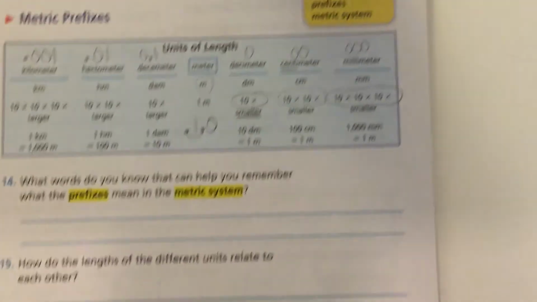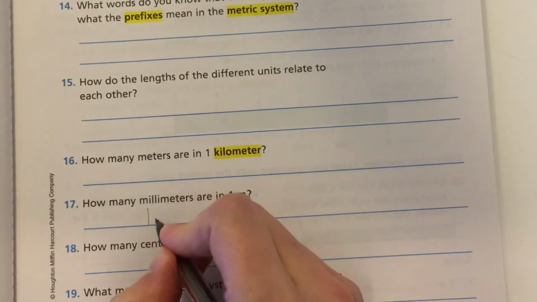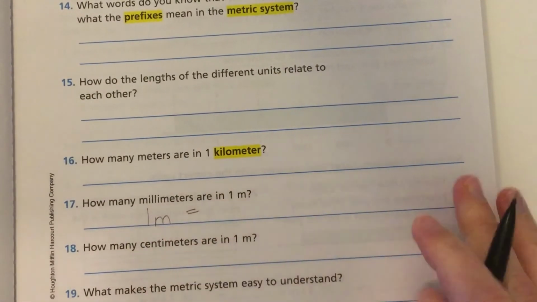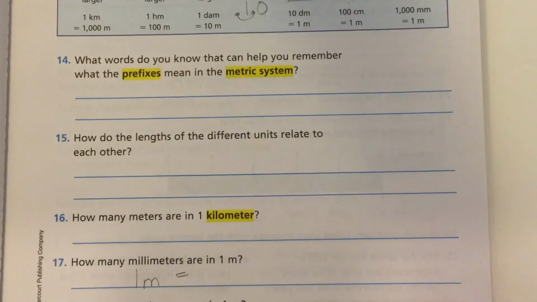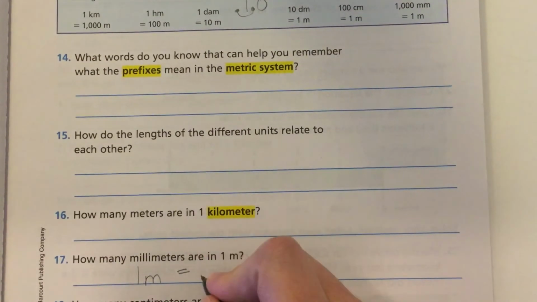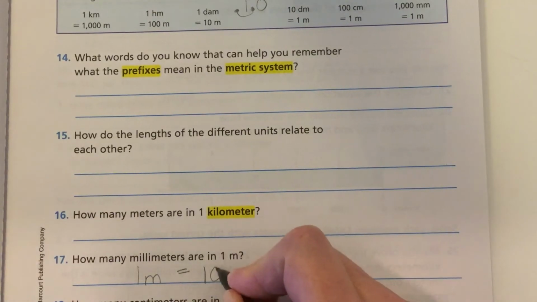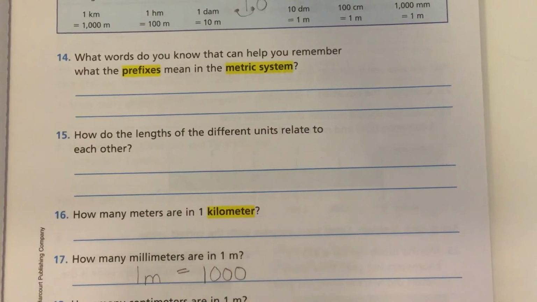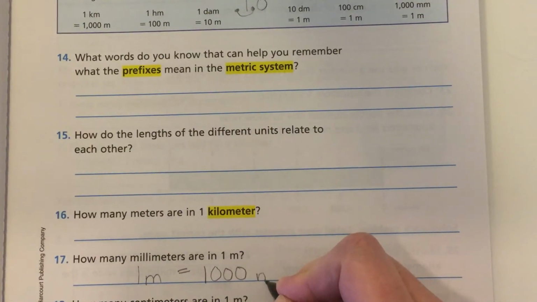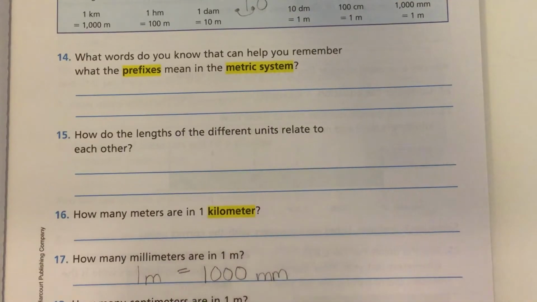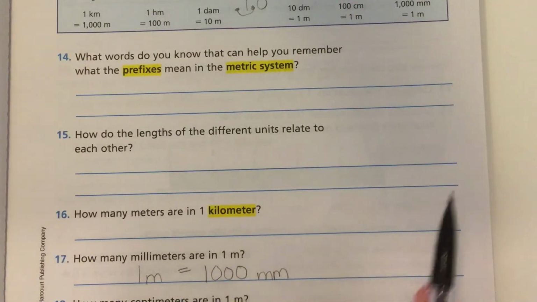So if I'm looking at that 1 meter, when I'm moving to the right, all I'm doing is adding zeros for every hop. So I'll put my 1 in there. And then how many hops did we say it was? We said 3 hops. So that means I need to put 3 zeros in there. 1 meter equals 1,000 millimeters. Okay, did I put that in the right spot? Yes, I did. Okay, how many meters are in 1 kilometer?